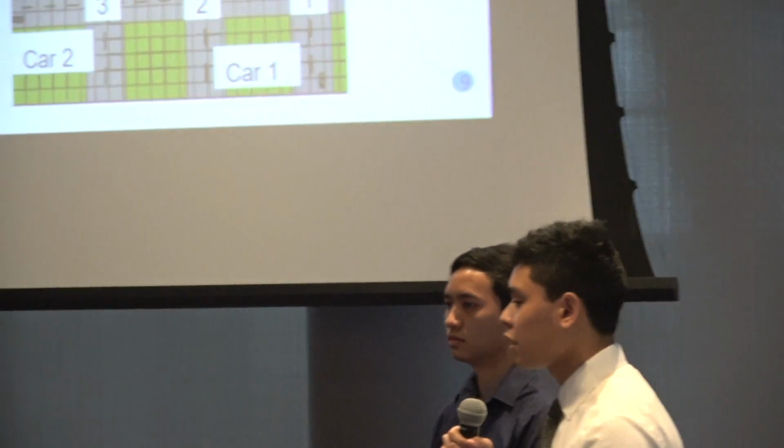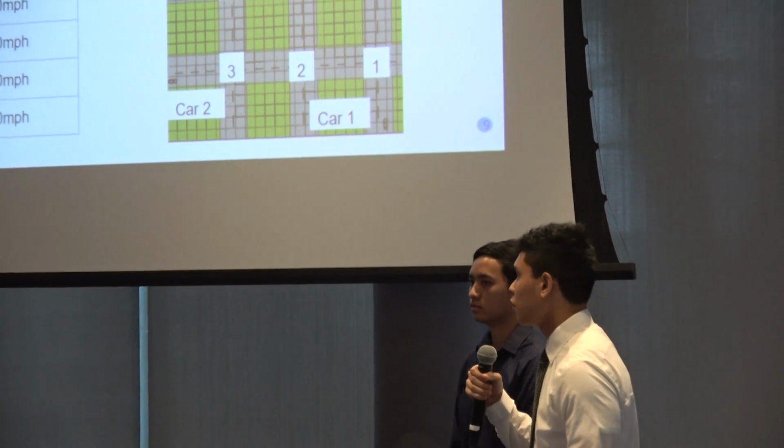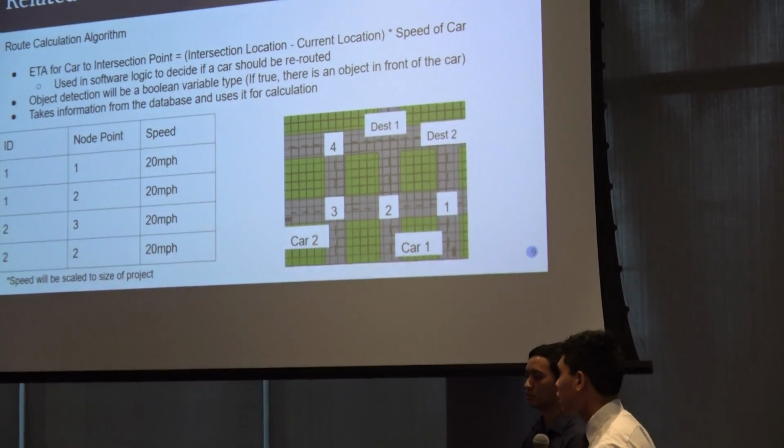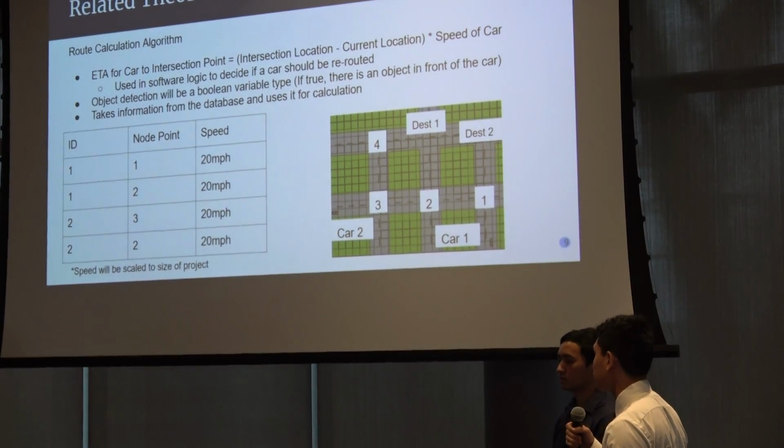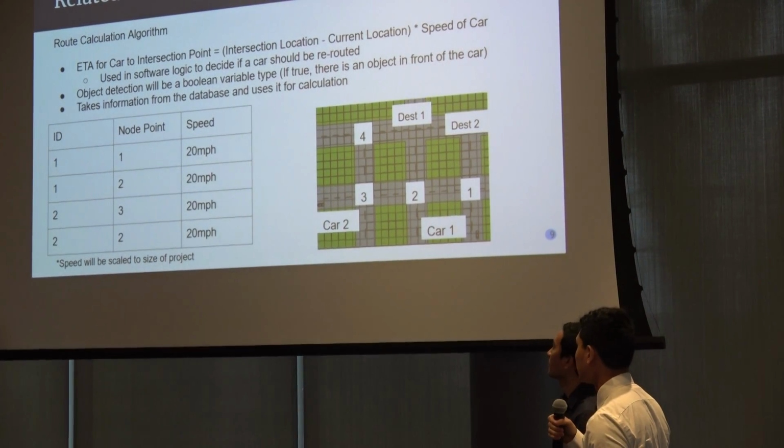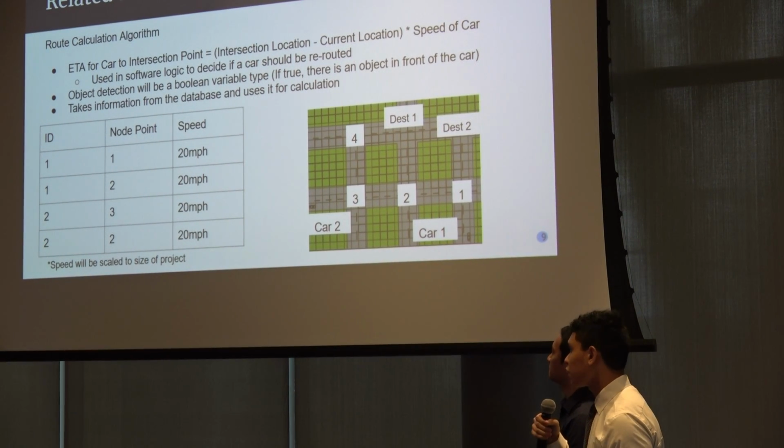So the other related theory is our route calculation algorithm. This is a big focus in our project, how the cars interact. The main formula that we've been using is to calculate the estimated time of arrival for each car to an intersection point. The things that we take into account are the intersection locations, which can be represented by those numbers on the grid, 1, 2, 3, and 4, the current location of the cars, as well as the speed of the car. For our software simulations that you're going to see moving forward in the presentation, we gave them both the same constant speed, just so that we can create scenarios where there would be a collision.